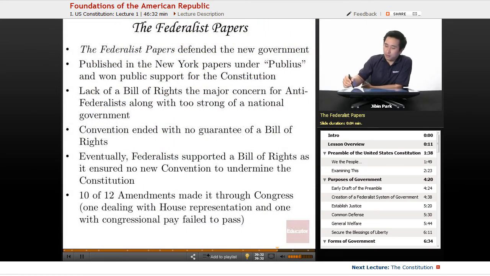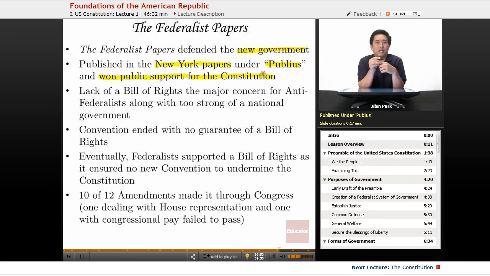So what were the Federalist Papers? The Federalist Papers defended the new government, were published in the New York papers under Publius, and eventually won public support for the Constitution. People may have been hesitant in the beginning. What is this new Constitution? But Publius successfully argued that this was in the best interests of the country.